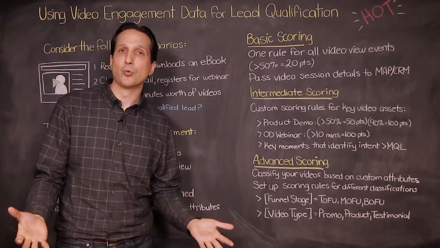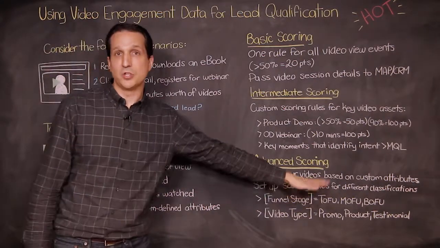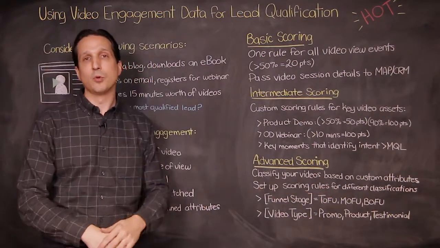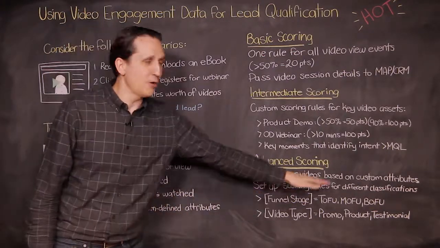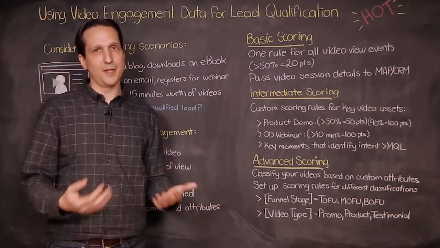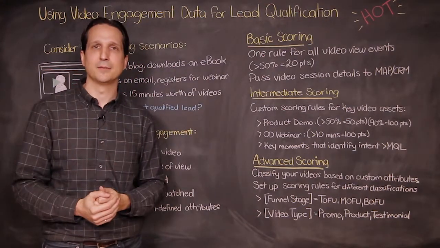So I can now set up a rule that says if somebody watches a video that's of funnel stage top, and they watch it more than halfway through, I'm going to give them 20 points. But if they watch a video that's a bottom of funnel video more than halfway through, I'm going to give them 100 points because that's showing greater buyer intent.